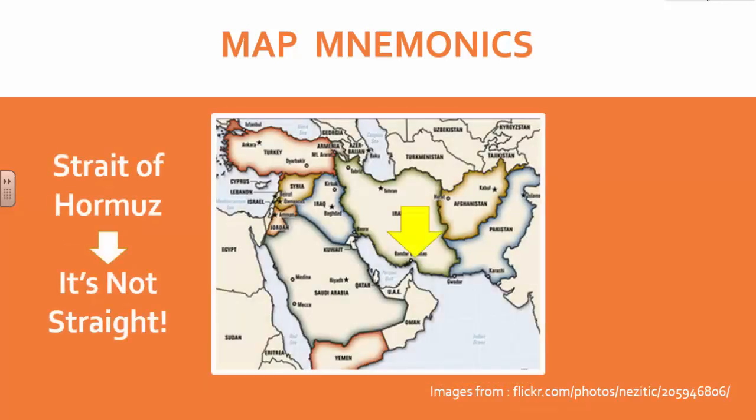Although it is important for students to know that a strait is a narrow passage of water that connects two larger bodies of water, the real definition, however, students can remember where the Strait of Hormuz is in the Middle East because it is the water that isn't straight. It is the curved waterway that connects the Persian Gulf to the Arabian Sea. This irony makes it easy for the students to remember.